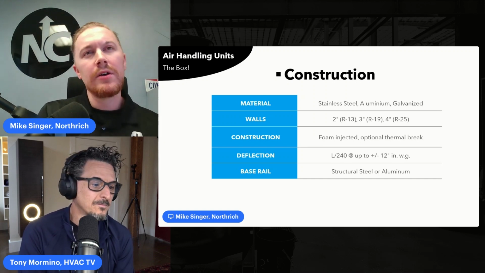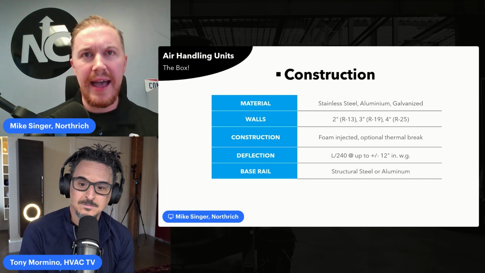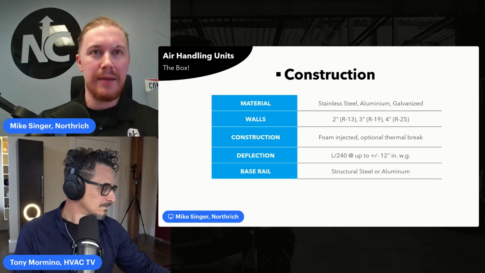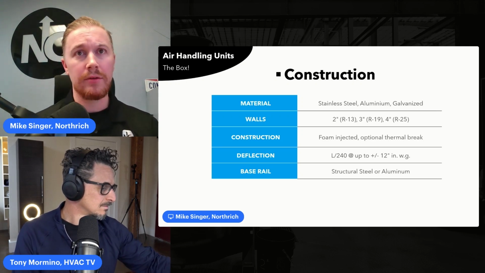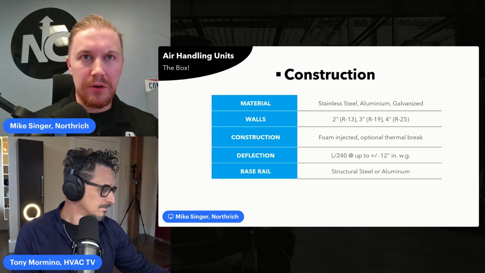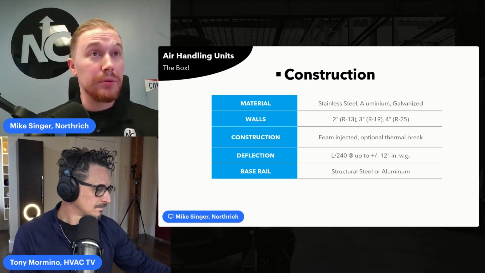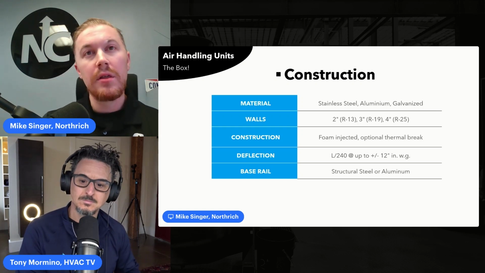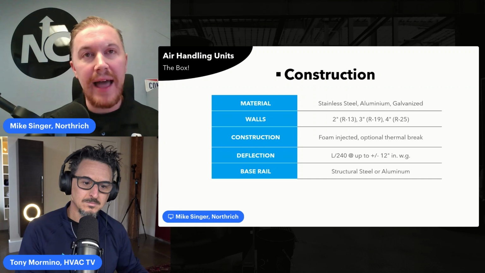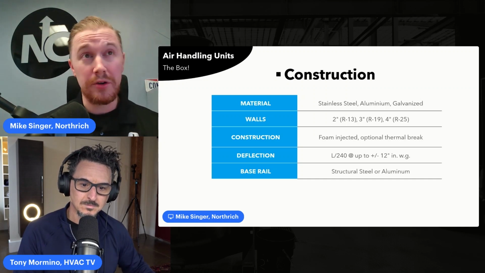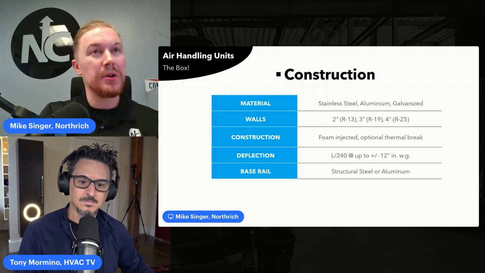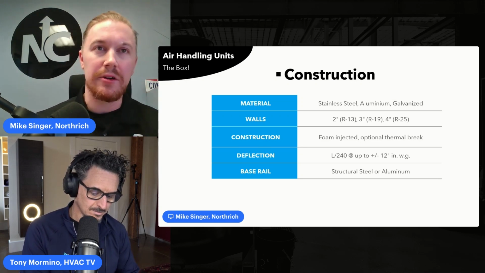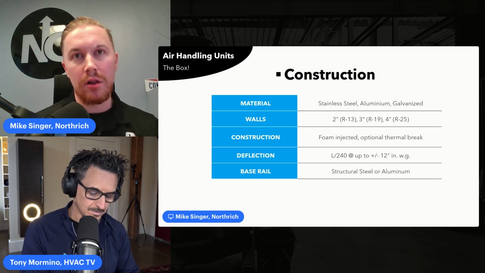That's right. So I think a lot of engineers will look at this L over 240 up to plus or minus 12 inches of water column. What's that mean? Well, that's a deflection call out. That means that the manufacturer is guaranteeing that at plus 12 inches of pressure inside the air handling unit or minus 12 inches of pressure, that the unit will not deflect more than 1 inch over a 240-inch length. So if I were to put an indicator on the outside of the air handling unit wall and I pressurized it, we're not going to move that indicator greater than 1 inch. It's a deflection call out.